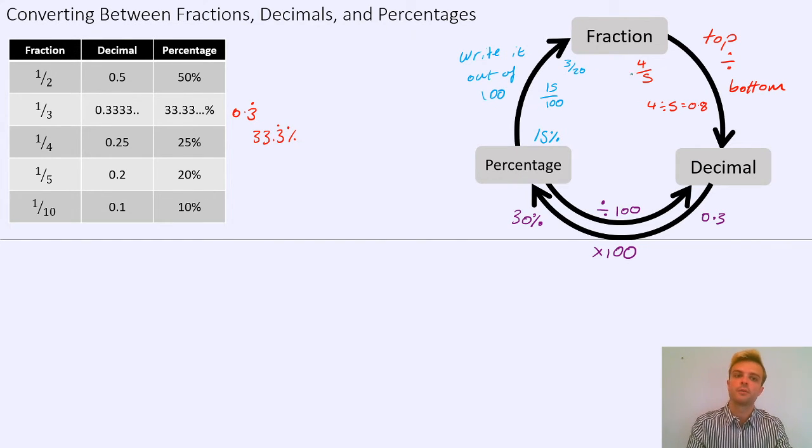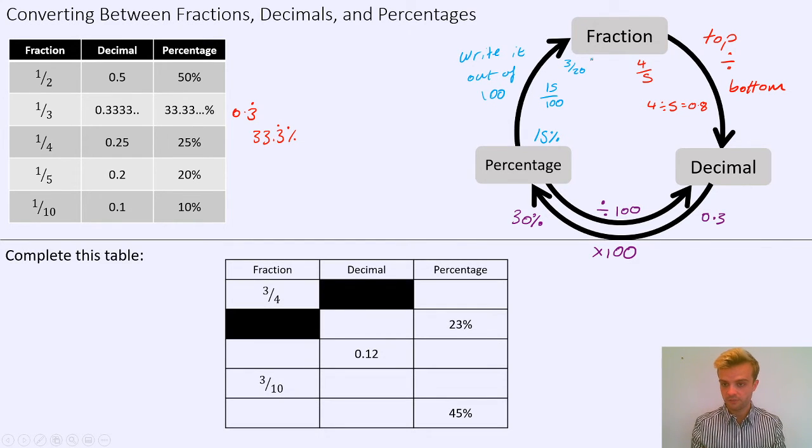It's fine to go around the wheel if you need to. The same if you need to turn a decimal into a fraction. It might just be easier to turn the decimal into a percentage by timesing by 100, and then turn the percentage into a fraction by writing it out of 100. So what I'm going to do is put some questions there.